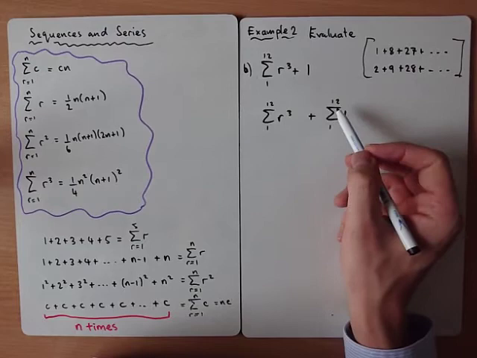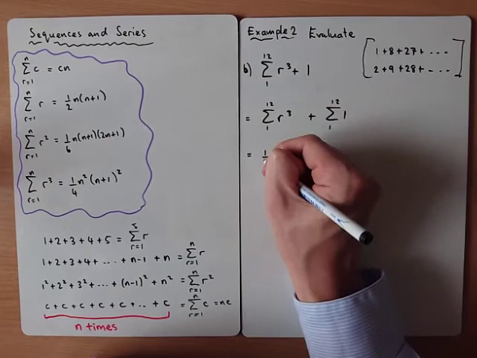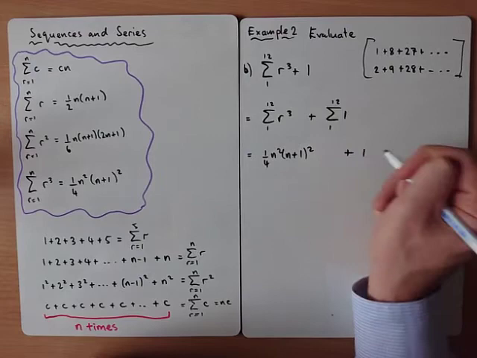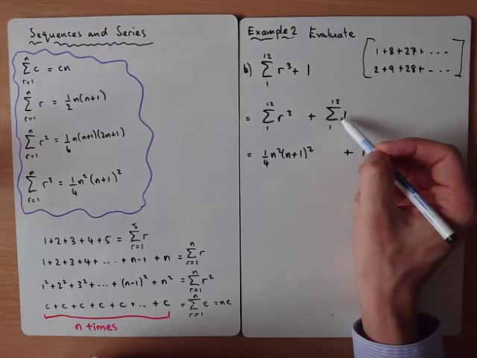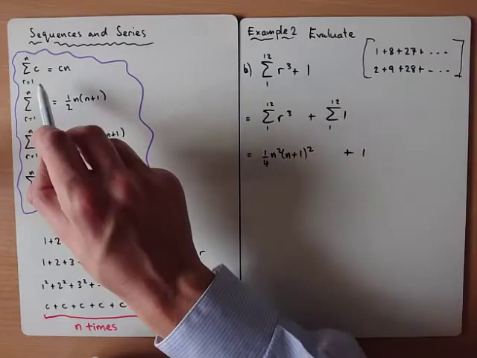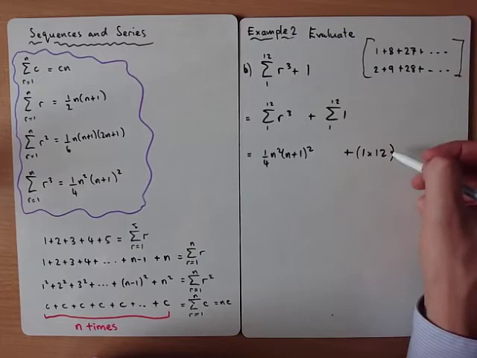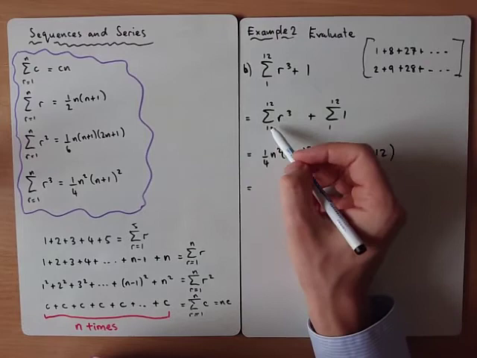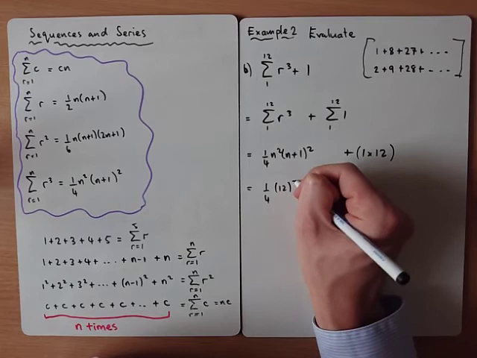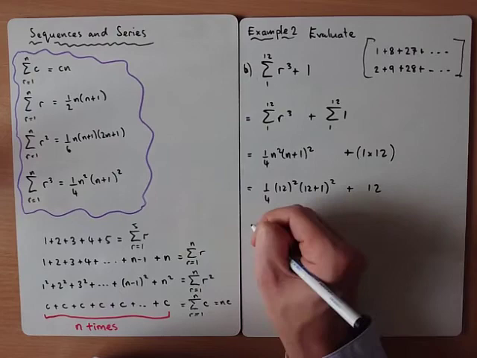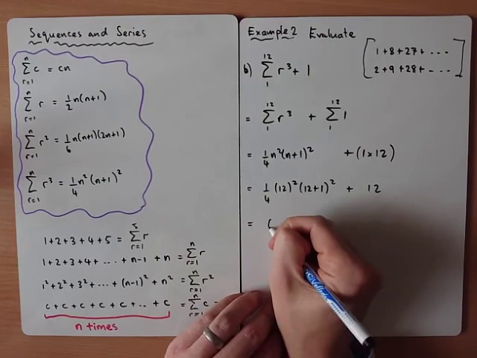Sometimes what people do when they see a question like this is they do the sum of r cubed, which is a quarter n squared, n plus 1 squared, and then they just add 1. That's not right, okay? Think about it, there's 12 lots of this 1. This 1 is being counted 12 times. So if you've got a constant, you do the constant times n, so that would be 1 times 12. Each of these terms has had 1 added onto it, so there'd be an extra 12 in our total, wouldn't there? Okay, so now all we've got to do is sub in the first 12 cube numbers and see what we get. I think we end up with 6,096. Okay.